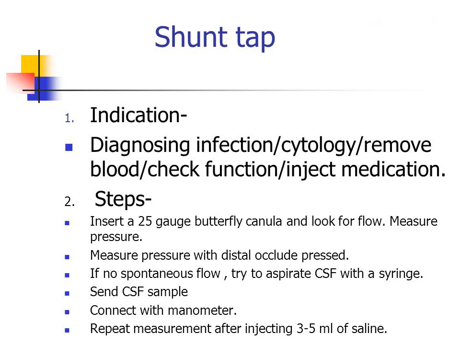Measure pressure, and measure pressure with distal occluded. If no spontaneous flow, try to aspirate CSF with a syringe. Send CSF sample. Connect with manometer. Repeat measurement after injecting 3 to 5 milliliters of saline.